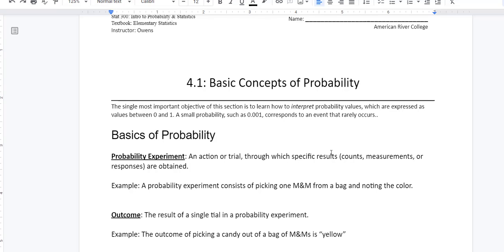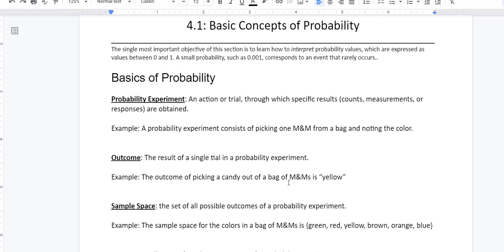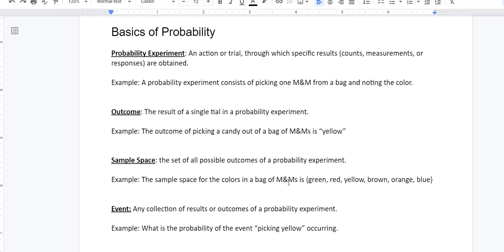Hi there, in this video we're going to cover the basic concepts of probability. We'll start with quite a few definitions and I'm just going to highlight the examples. A probability experiment is the actual trial of doing counts, measurements, or responses that are obtained.